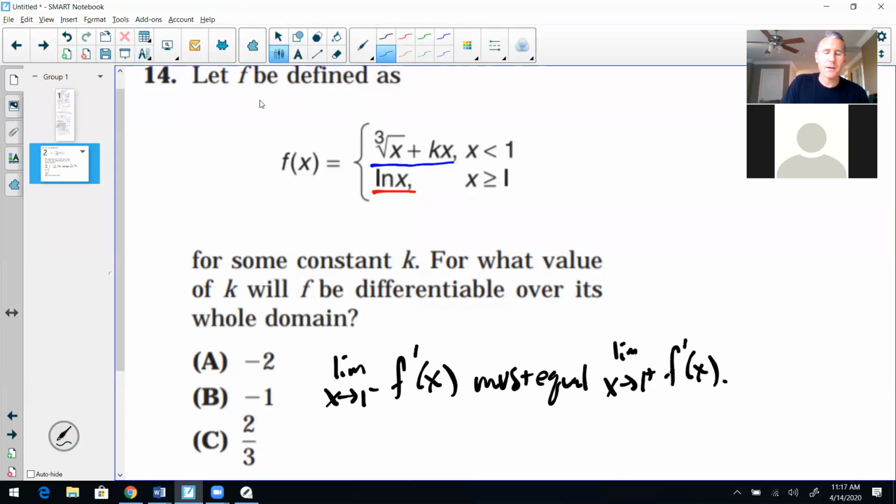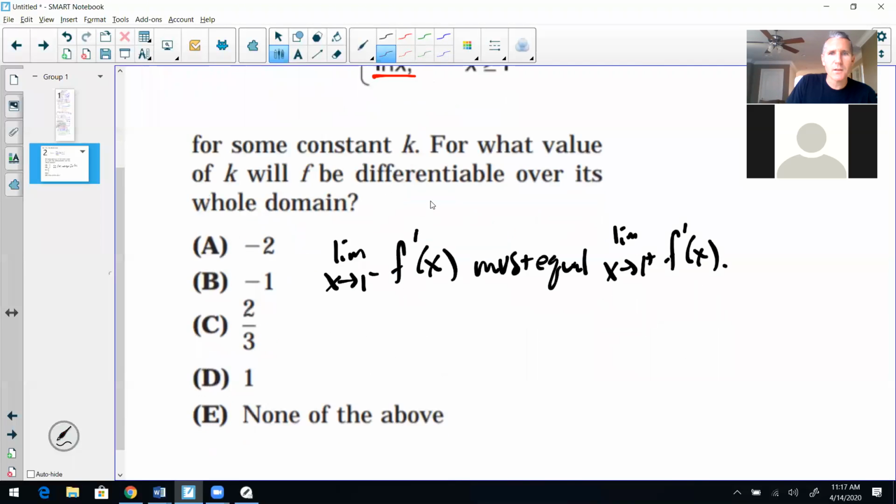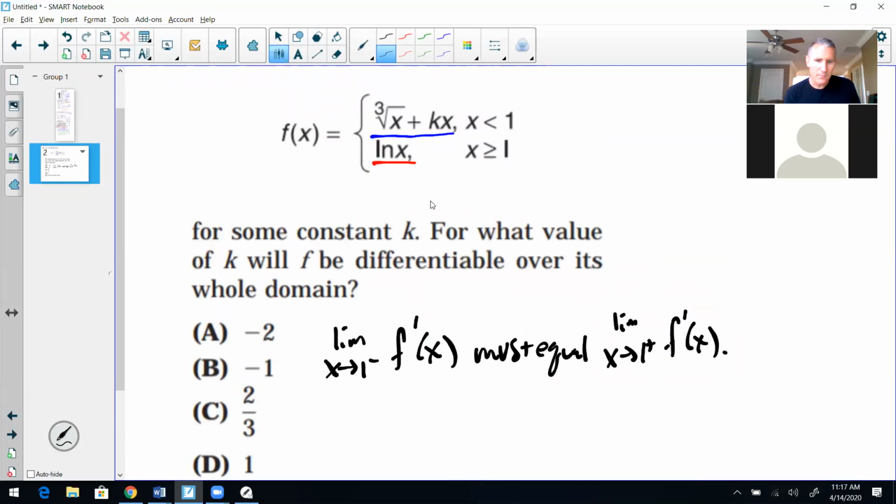It's going to be differentiable everywhere else. So here's what we're going to do. As we take the limit as x approaches 1 from the left, f prime of x is what? What is f prime of x there, y'all? Anybody, you can unmute yourself, you can type it in. What is f prime of x if x is approaching 1 from the left? Meaning if x is less than 1.